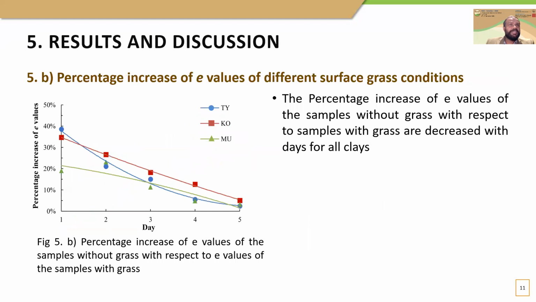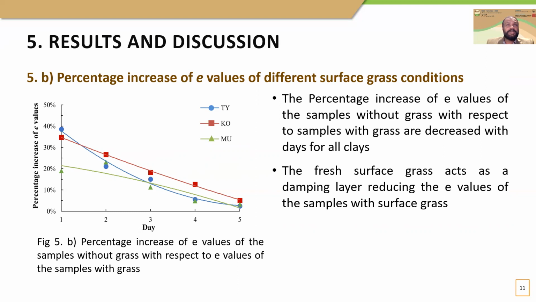Moving on to the percentage increase of E values of different surface grass conditions. The percentage increase of E values of the samples without grass with respect to the samples with grass decreased for all clays with days. And the fresh surface grass acts as a damping layer, reducing the E values of the samples with surface grass.